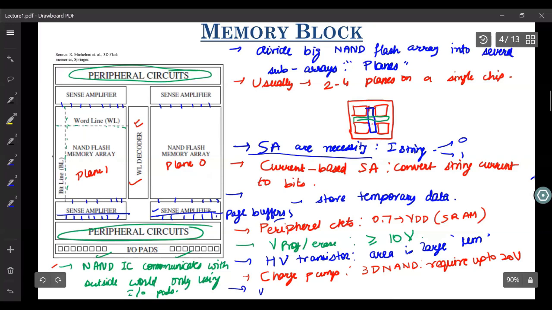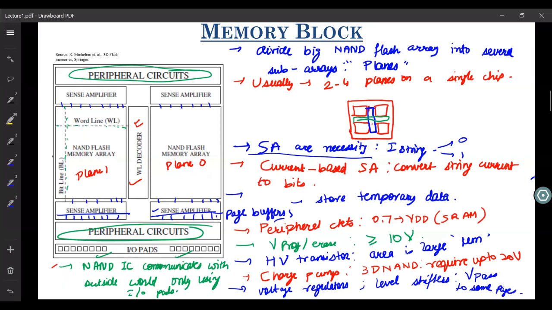Then you need voltage regulators. They are essential for all the circuits. Then you need level shifters. Why do you need level shifters? Because you also want to apply VPass to some pages, right? So when you're reading one particular page, you have to apply this VPass, which is a high voltage, to the other pages along that string. So these are the peripheral circuits that are required for your NAND flash IC.